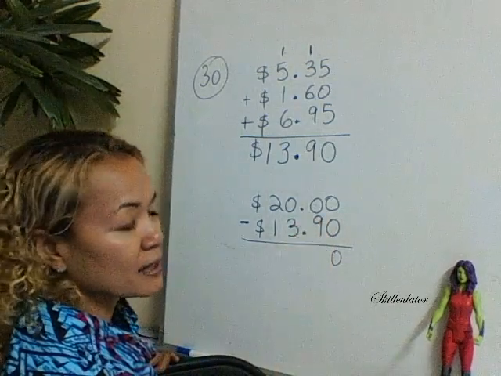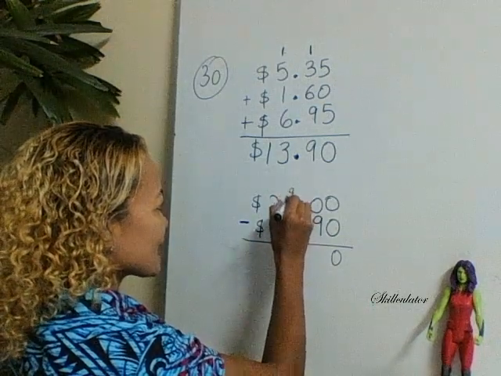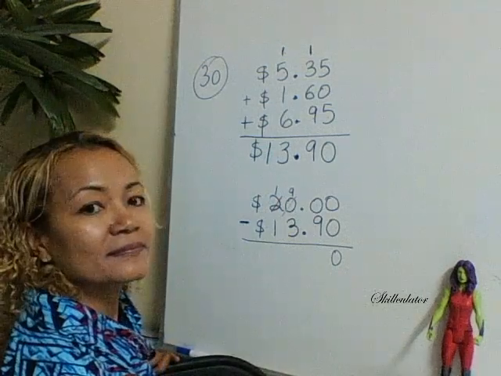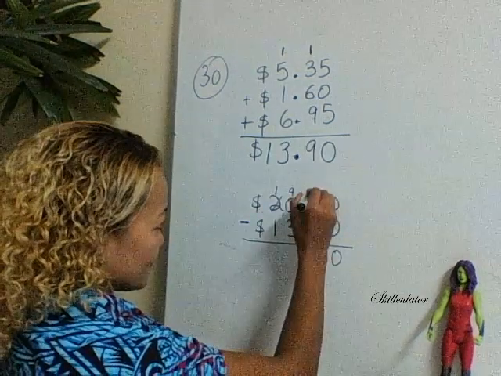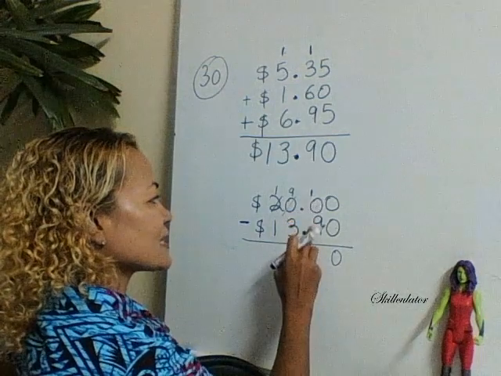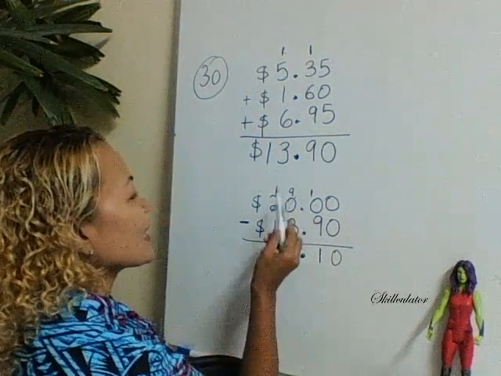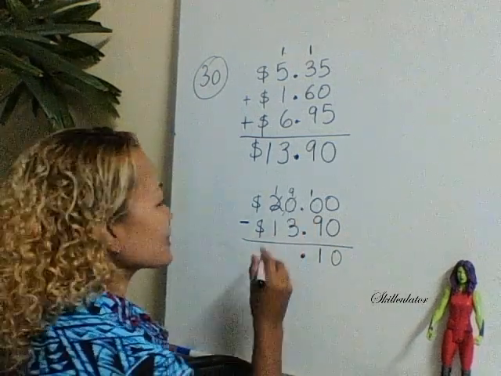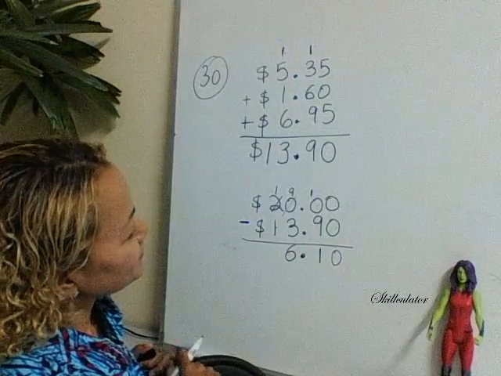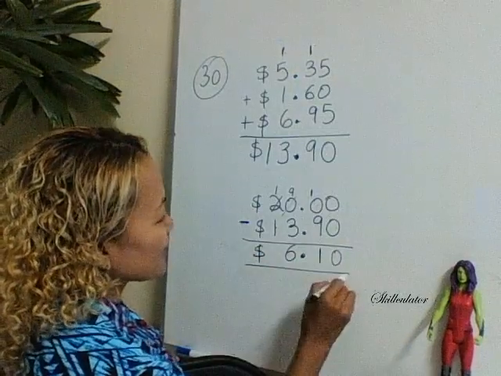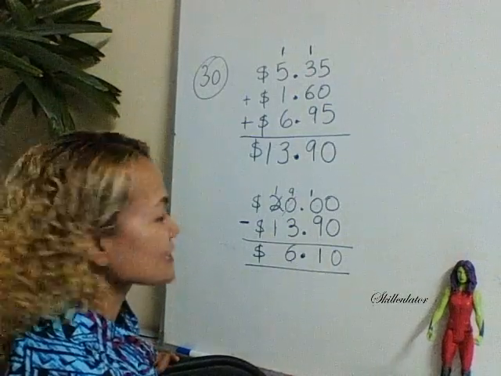0 minus 9. You can't do 0 minus 9, so you've got to borrow 1 from here. So if you borrow 1 from here, then this becomes 9 and this becomes 10. Because this has had to borrow from that side. So you've got 10 over here now. 10 minus 9 is 1, with the decimal point so that it all aligns. 9 you have now there. 9 minus 3 is 6. 1 minus 1 is 0. Okay, so your change we have found is $6.10. $6.10.